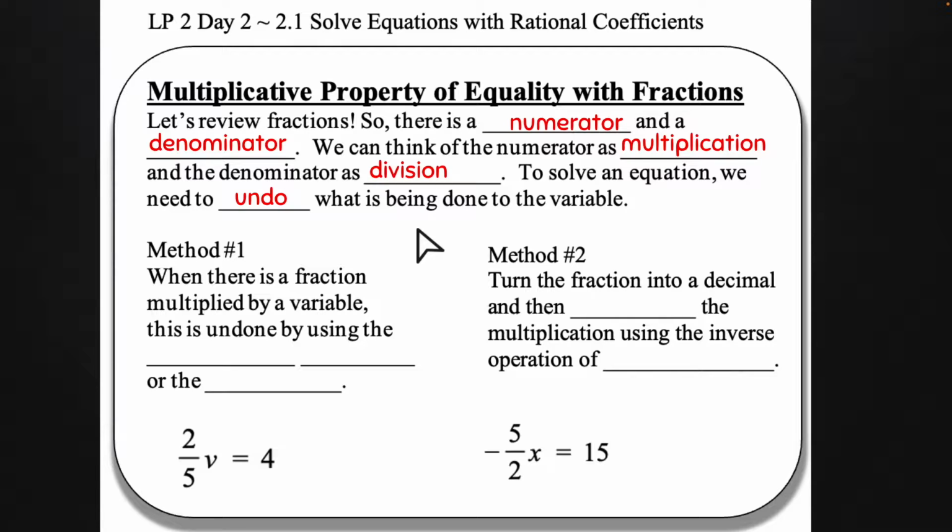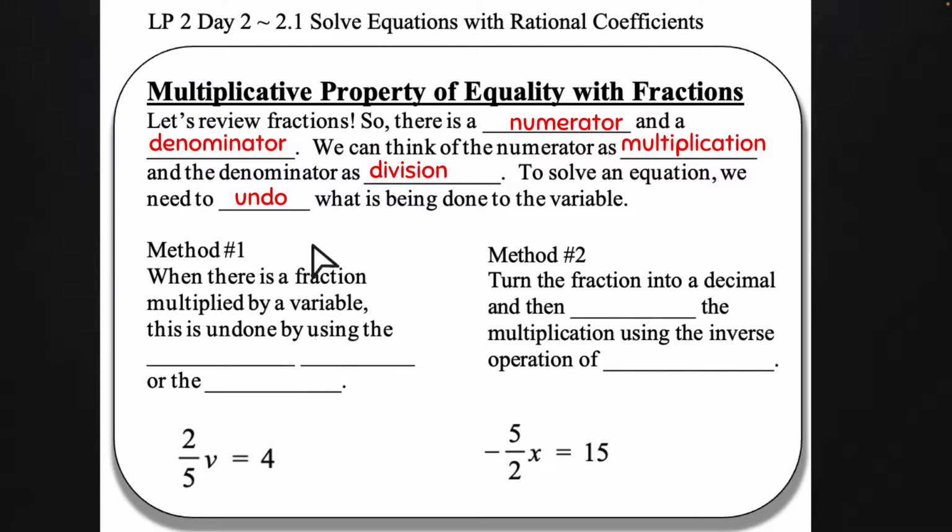We have a numerator, which is the top, and a denominator, which is the bottom. And this is a very simple way of thinking of a fraction. The top, the numerator, is multiplication, and the bottom, which is the denominator, is division. That's literally what a fraction stands for. So it makes it really easy if you can remember that idea. So there are two methods to solve a fraction, and I'm going to show you both methods.